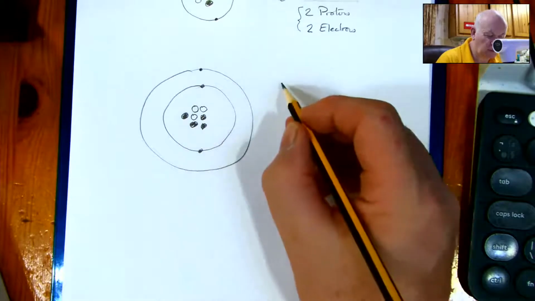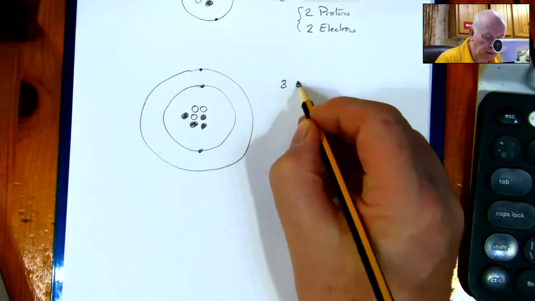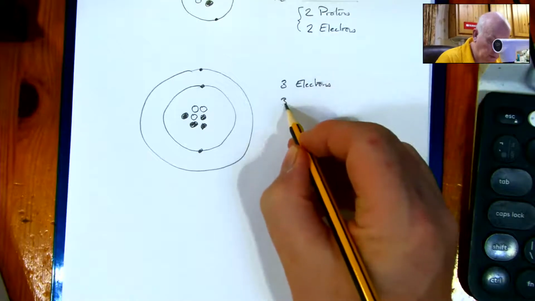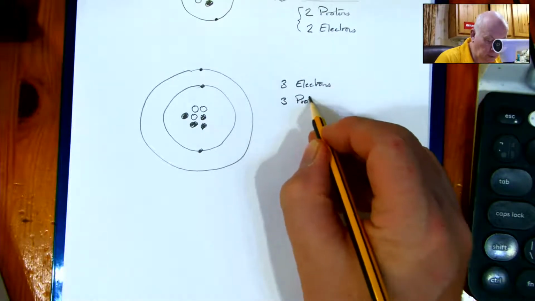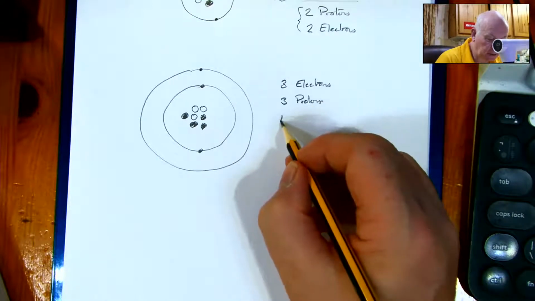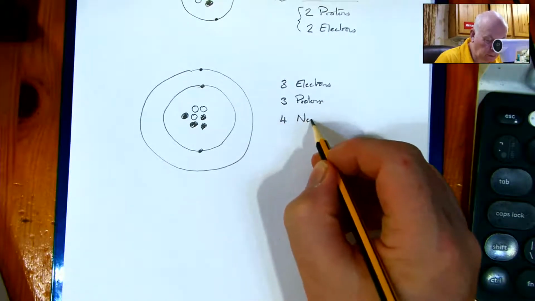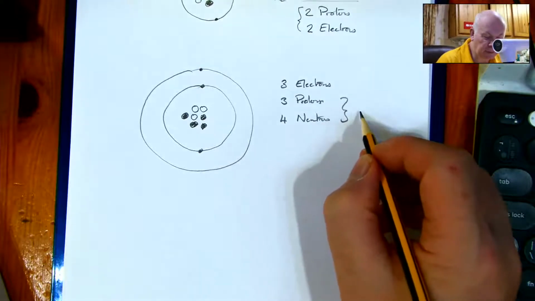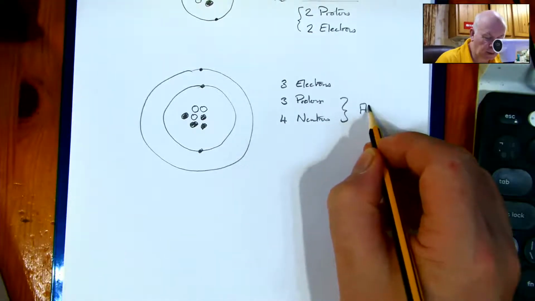So we've got 3 electrons. This gives rise to the chemical properties. We've got 3 protons. This tells us what the atom is. And we've got 4 neutrons, which together with the protons give us its atomic mass.